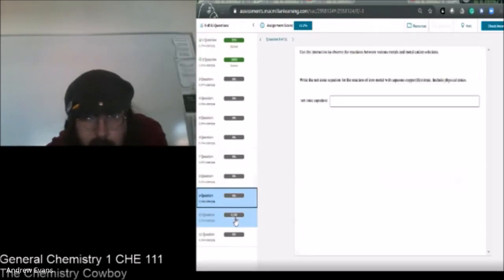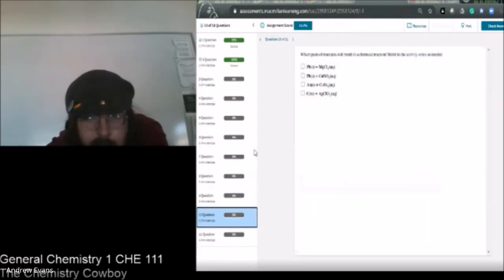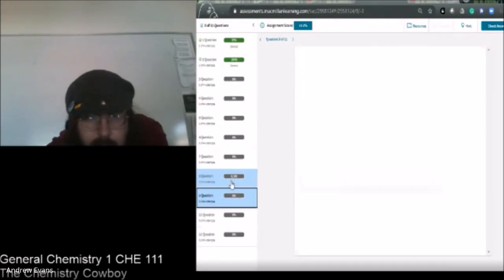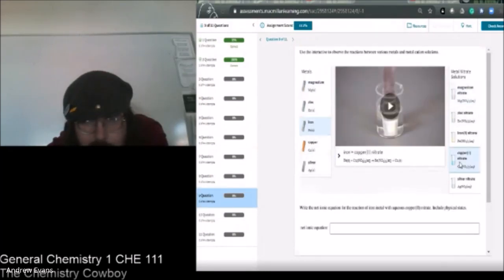Net ionic, copper nitrate, iron metal. Here's a cool little interactive where you've seen these react. Write the net ionic equation with iron metal and copper nitrate. Put the metal in copper nitrate and see what happens.